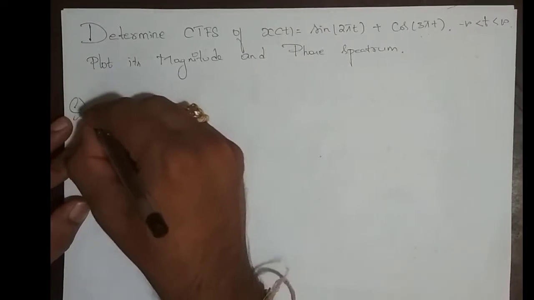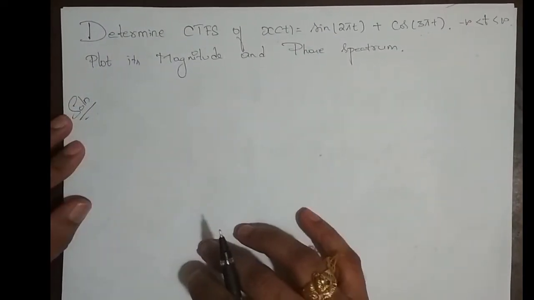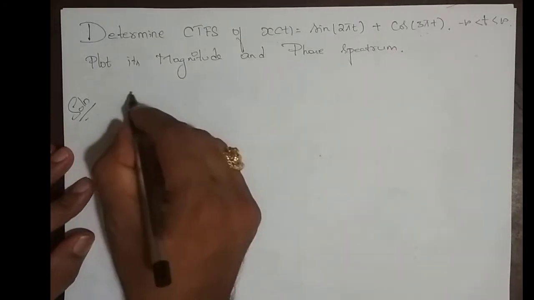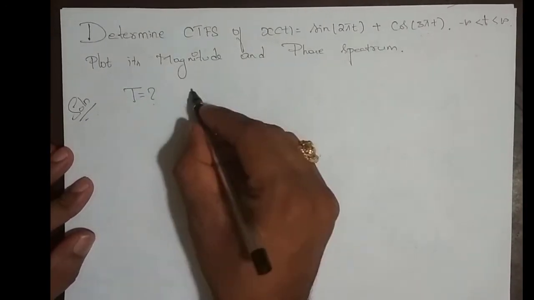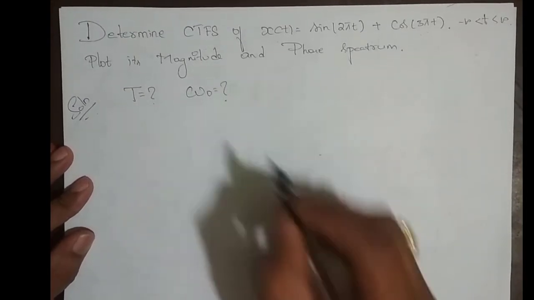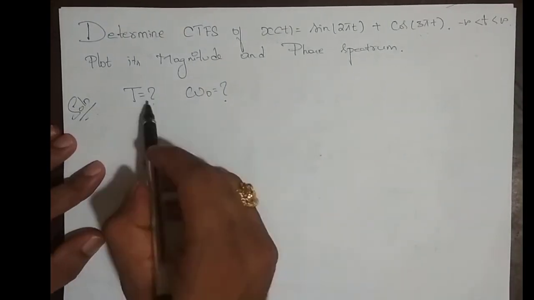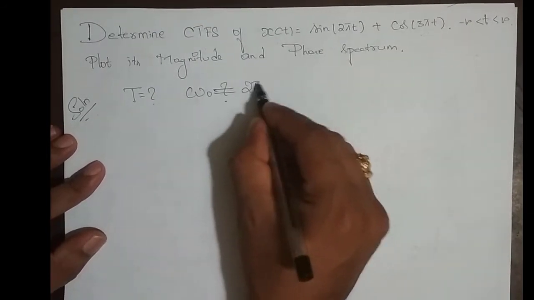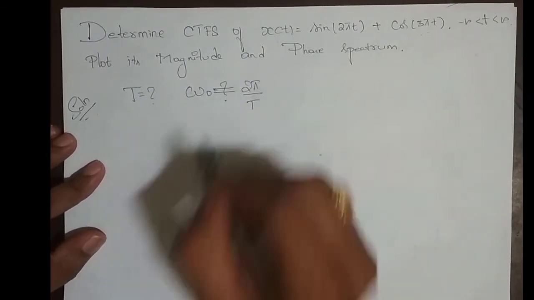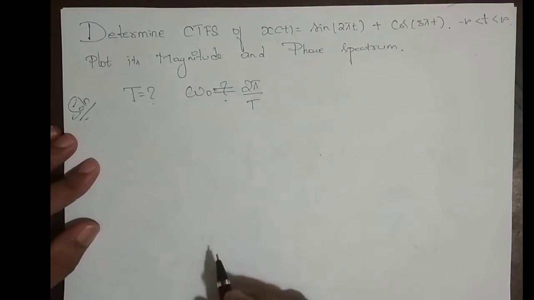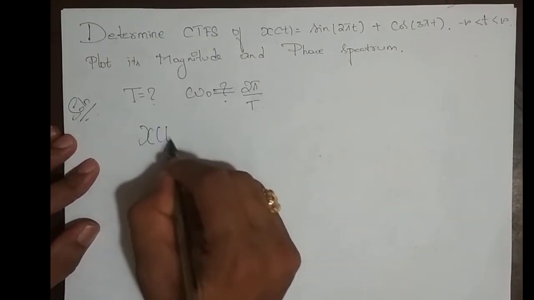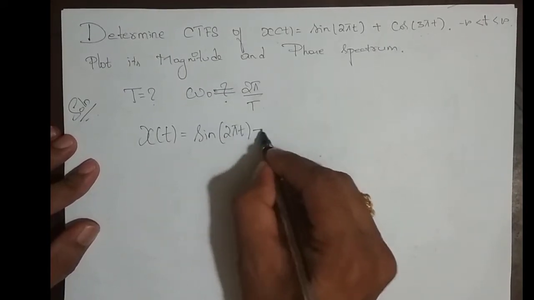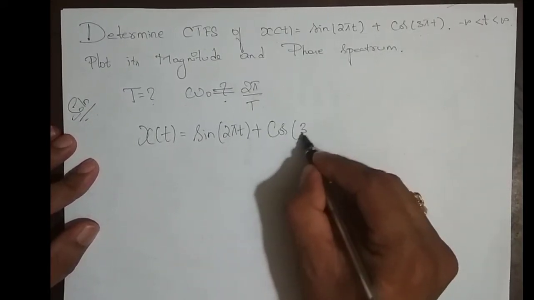Okay, solution. So what is the first thing I need to do? I need to find its fundamental period capital T, and I need to find its fundamental frequency omega naught. Once I get this capital T, the omega naught equation is 2 pi by T. I can plug the T value here and find the value of omega naught. So first we'll try to get T. So what is x of t? x of t is sine of 2 pi t plus cos of 3 pi t.